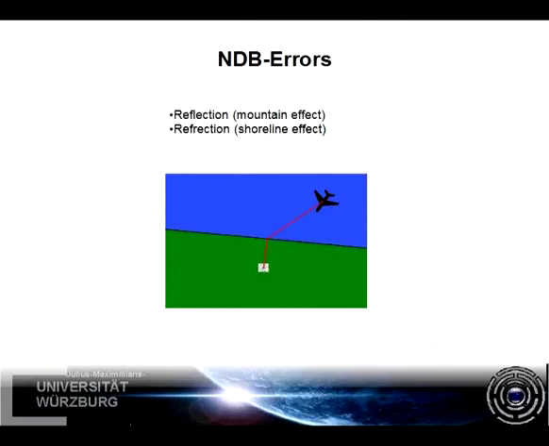Refraction happens when the wave is propagating towards or away from the shore in an angle between 0 and 90 degrees. Crossing over from or to the water, the radio wave is refracted and thus changes its direction.